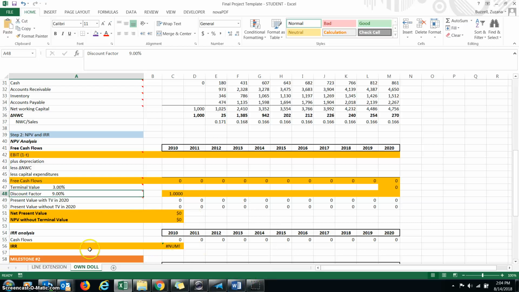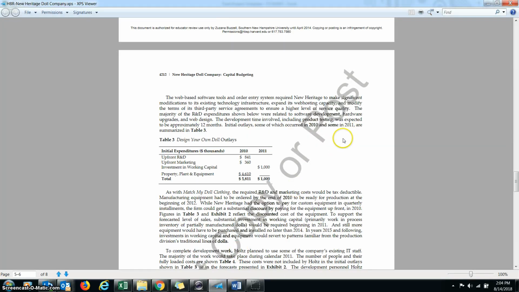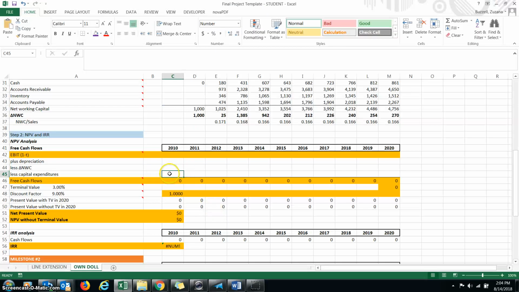So now we have the own doll, right? So why don't we have the initial investment? Because if we read the case, it says that they made significant modifications to existing technology, infrastructure, etc. So they actually did the capital improvements. So they will be right here, okay? It's not an individual separate investment. It is capital expenditure that had to be done in order for this project to work. So we will put it right here.